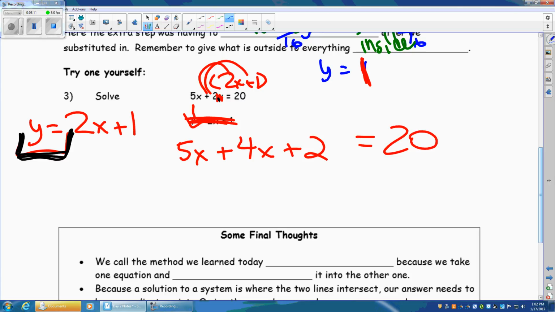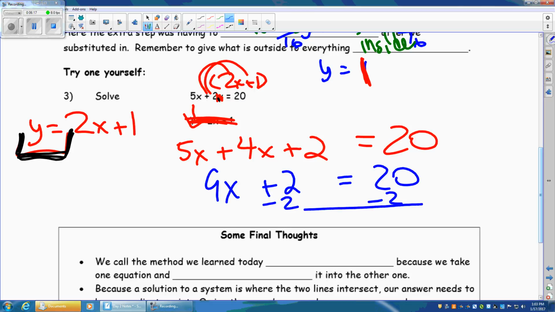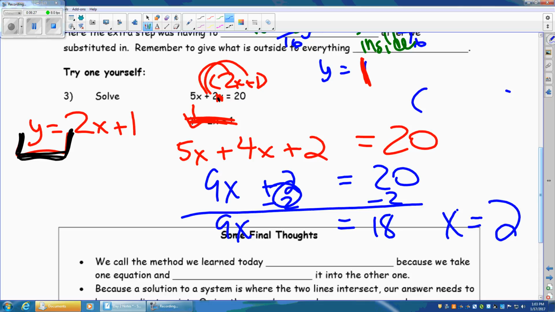So now I get 9x plus 2 is 20. Let's minus 2 on both sides. And I end up getting 9x is 18. x is equal to 2. So now when I make my coordinate, I end up getting 2 comma, scribble out that, put a 2 right there. 4 plus 1 is 5. So 2 comma 5. All right?